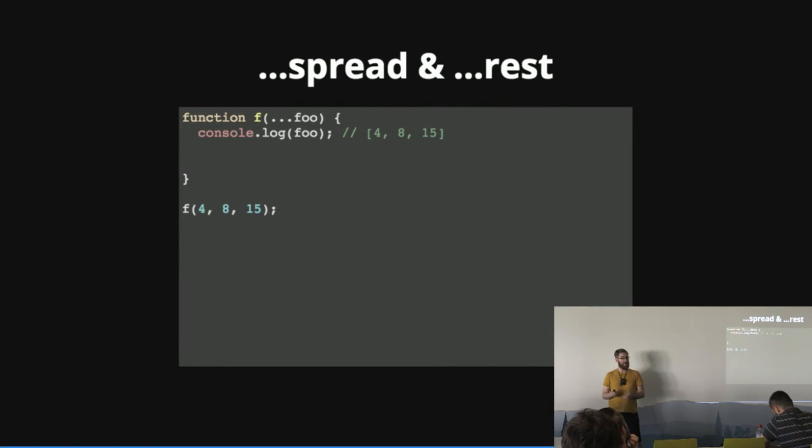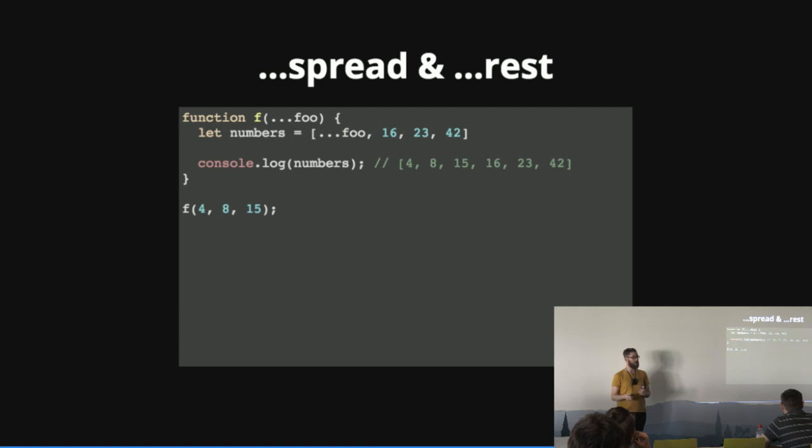Then we have rest and spread parameters. A spread or a rest is always 3 dots before your parameter name. So say I have a foo variable and I want everything that's being put inside my function inside of the foo variable as an array. Now, normally it will come inside of the arguments variable if you don't have a parameter, I think, which is kind of like an array but not exactly. And this will just be an array which you named.